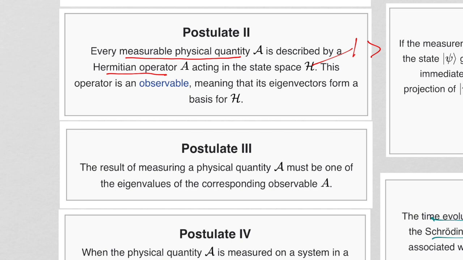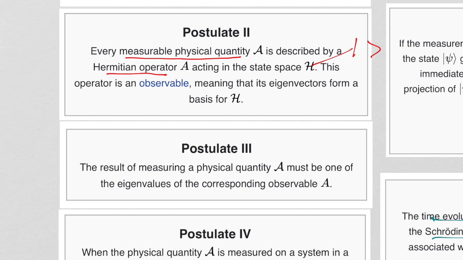The first thing is, wait, a measurable physical quantity, that's the stuff that we can check out in a lab. And we're going to associate with that a Hermitian operator. This is done by a postulate. I don't have to prove this. After 30 years of development of quantum mechanics, they've come up with this as the model.